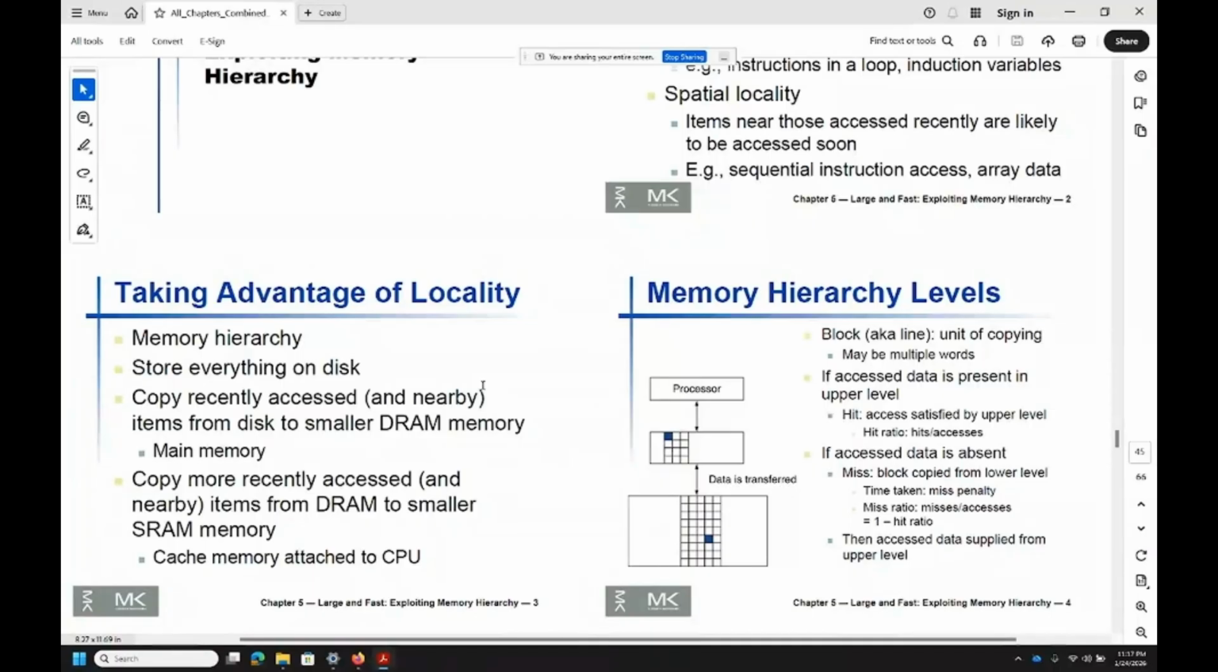So if the accessed data is present in the upper level, it's a hit, like the data is successfully hit. If it's inaccessible, it's a miss. Basically, if your data is there in the register, it's an immediate hit. Otherwise, it's a register miss and it goes to cache. If it's there in the cache, it's a cache hit, and the data is served from there.